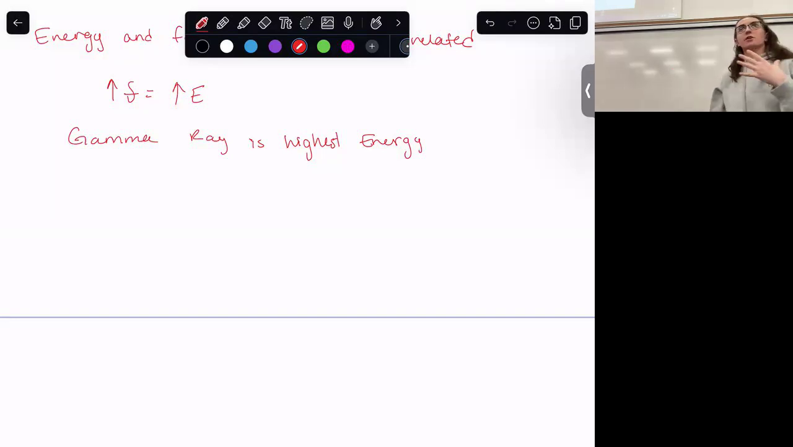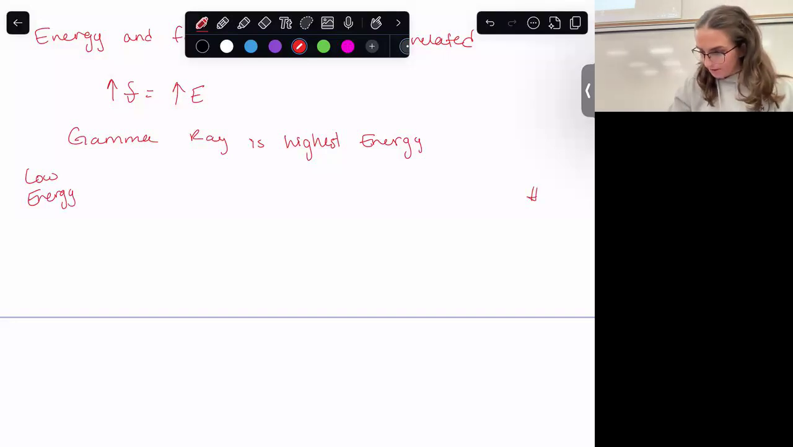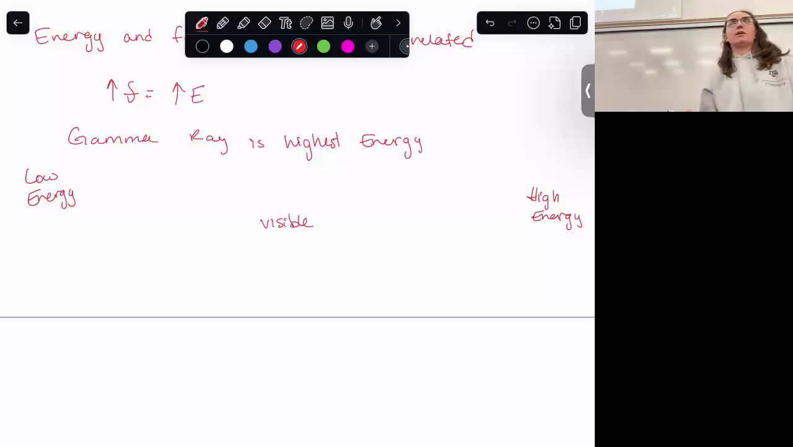So I always write my spectrum from low energy to high energy, left to right. So if you have low energy over here, you'll have high energy over here. And then I always put my visible spectrum in the center, because that's kind of my starting point. So if I have my visible spectrum, that's Roy G. Biv: red, orange, yellow, green, blue, indigo, violet. If I'm looking at low energy and high energy, where does red go? Is it left or right?